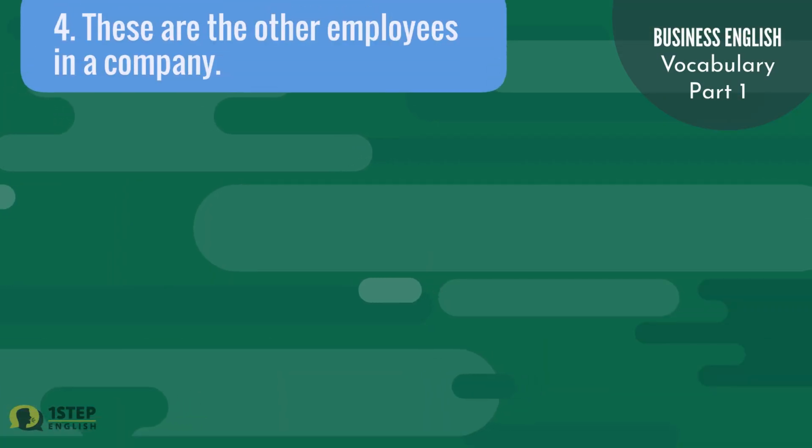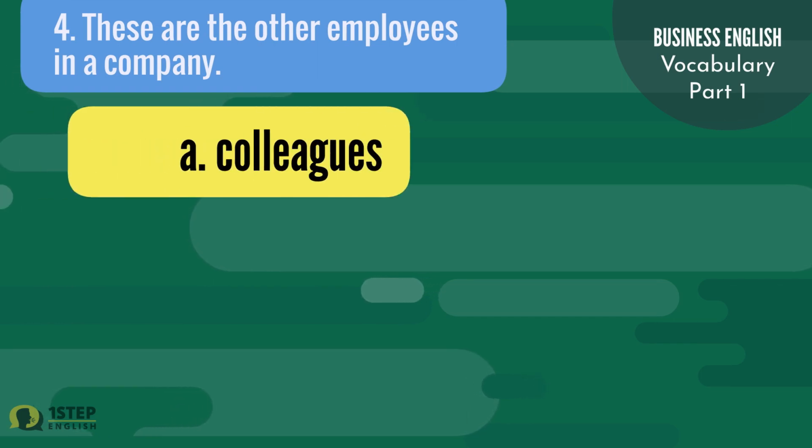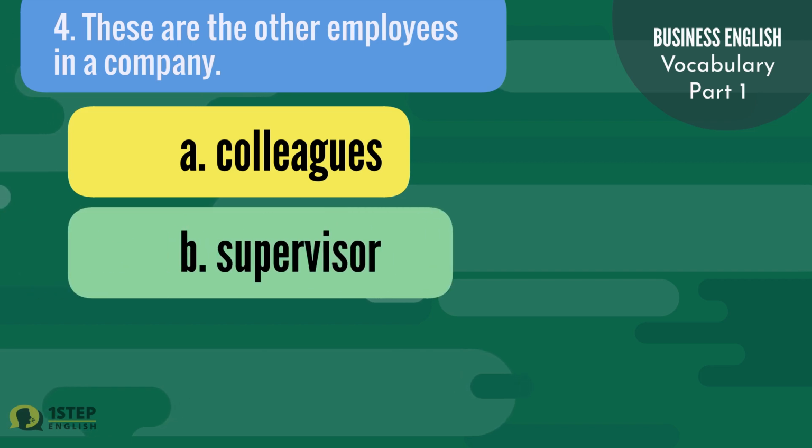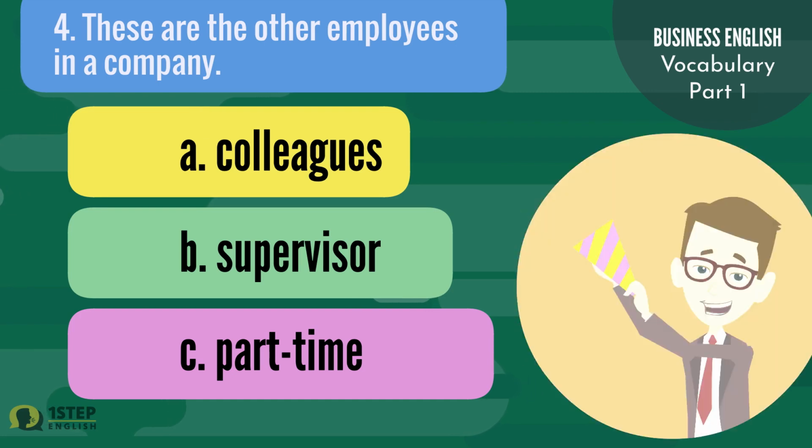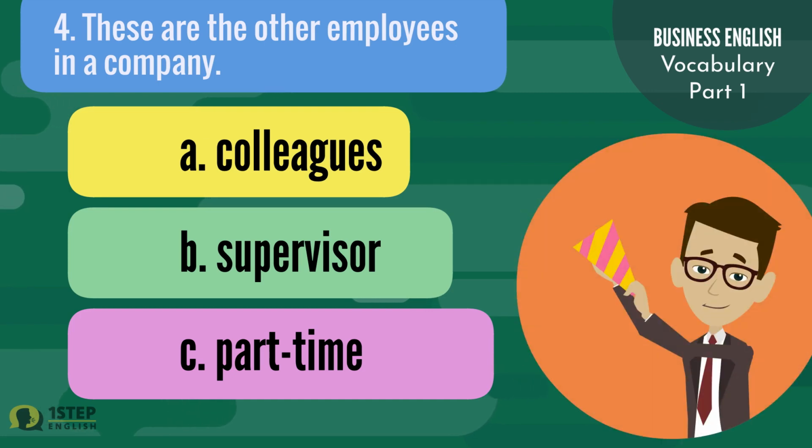Number 4. These are the other employees in a company. Letter A. Colleagues. Letter B. Supervisor. Letter C. Part-time. The correct answer is letter A. Colleagues.